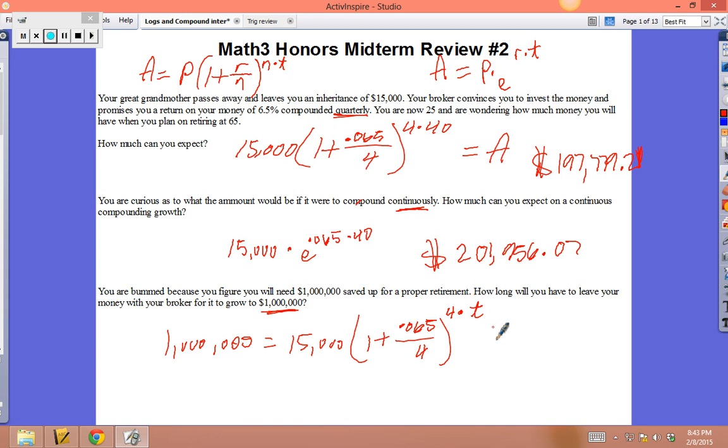So now you want to solve this for T. To solve this for T, let's undo everything that is associated with T. First, we have to work our way outside in. So let's get rid of this 15 grand. Divide this side by 15 grand. Divide this side by 15 grand. Alright, let me make sure I punch it in right. Divided by 15 grand.